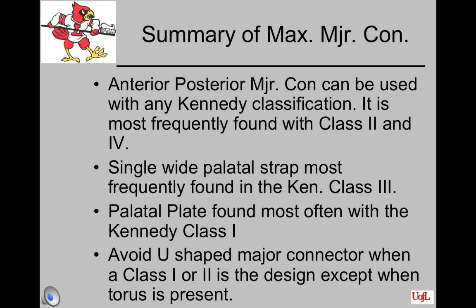In summary, the anterior-posterior palatal strap can be used with almost any Kennedy classification, but it's most frequently found with the Kennedy Class 2 and 4. The single wide palatal strap is found with the Kennedy Class 3. The palatal plate is most often found with the Kennedy Class 1, and you might find an anterior-posterior palatal strap dropped in there somewhere. You want to avoid the U-shaped major connector when Class 1 and 2 is the design, except when a palatal torus is present.